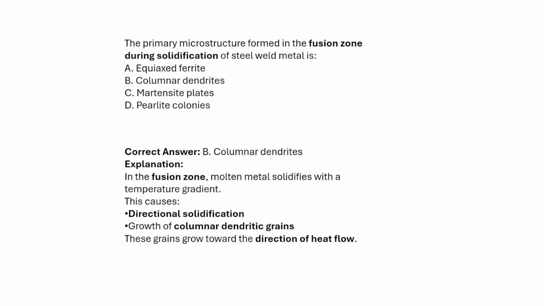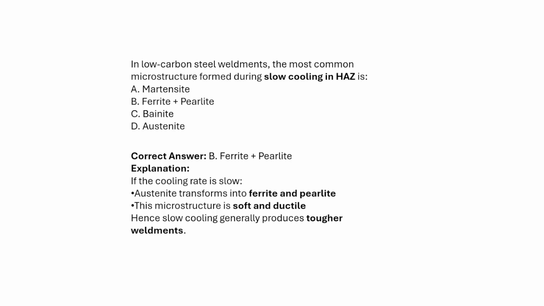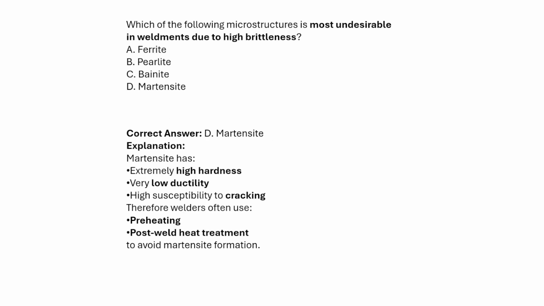Explanation: in the fusion zone, molten metal solidifies with a temperature gradient that causes directional solidification, growth of columnar dendritic grains. Those grow towards the direction of the heat flow. Next, in low carbon steel weldments, what is the most common microstructure that forms during the slow cooling of the HAZ? I think we have also seen it: ferrite plus pearlite. Slow cooling gives that; faster cooling gives martensite; moderate cooling gives bainite.